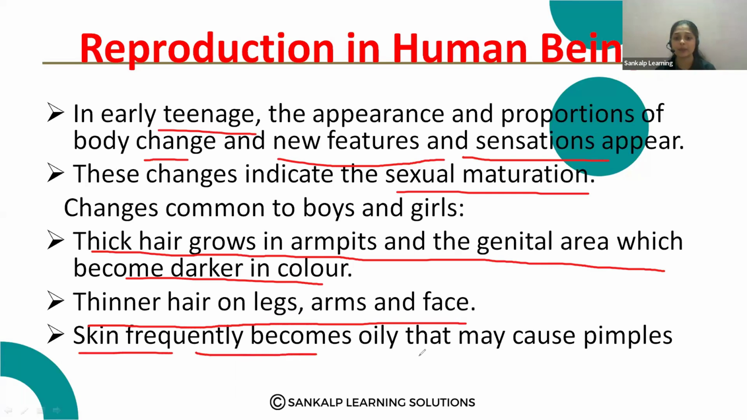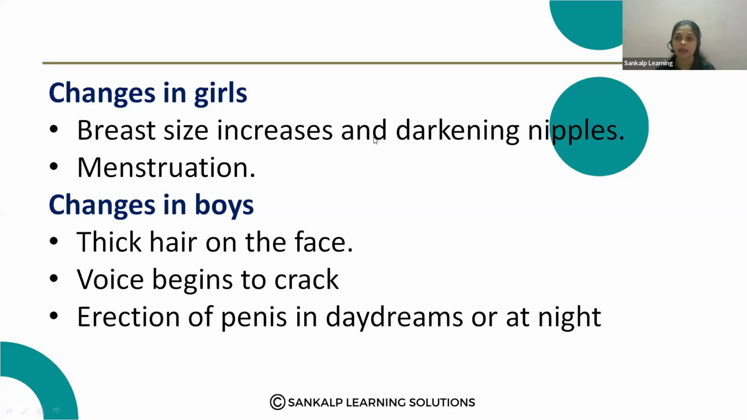Skin frequently becomes oily and may cause pimples. In the teenage, in boys or girls, not in all but in some, pimples will form. That is an indication of the sexual maturation. Some changes you can observe in girls only, and some in the boys. In the girls, breast size increases, the nipples darken and the menstruation cycle begins.